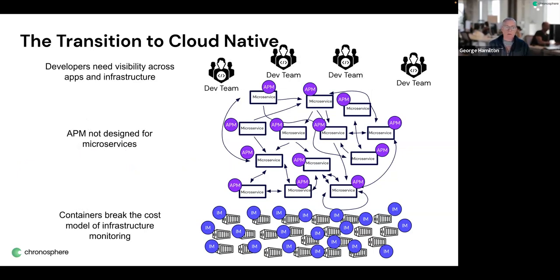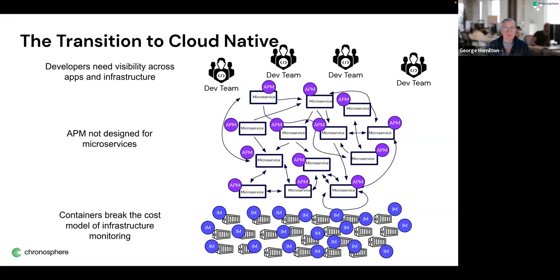And so when we make this transition to cloud native, one of the problems it creates is that developers have to have access across all the applications into the infrastructure. One of the things that distinguishes observability from monitoring is the full stack nature of it, right?